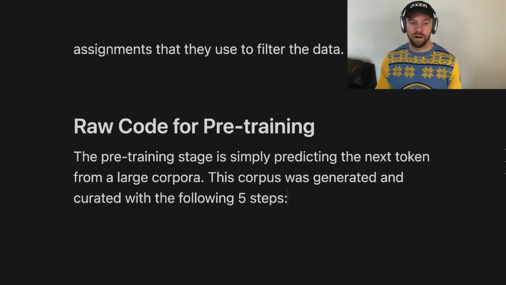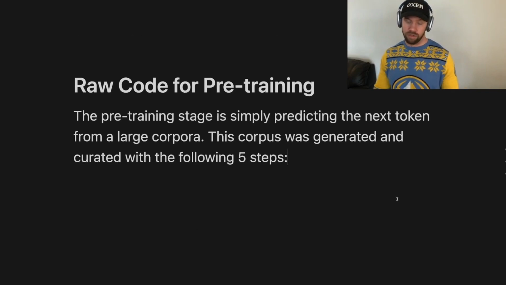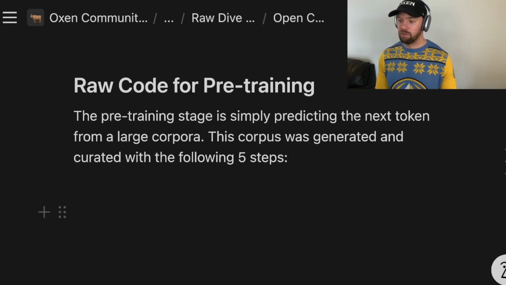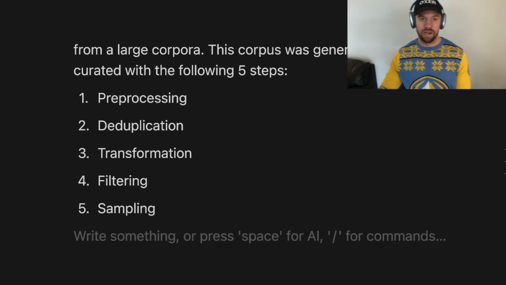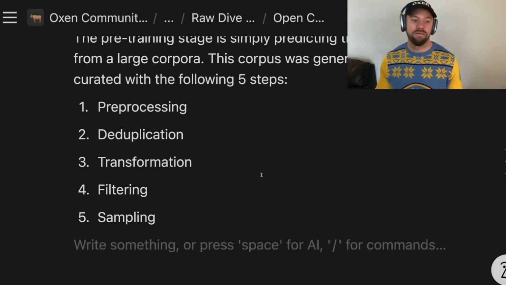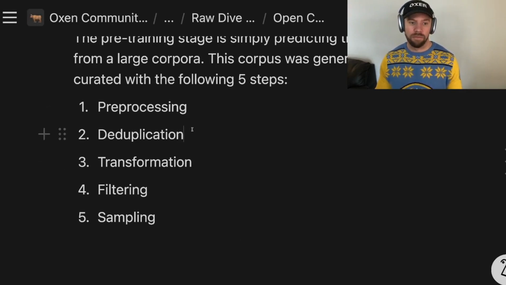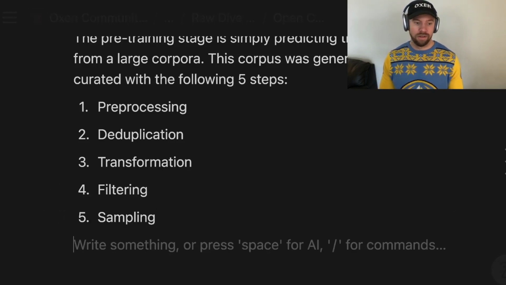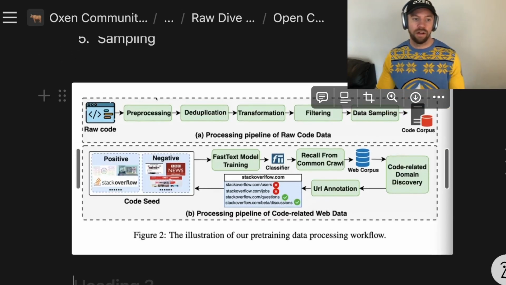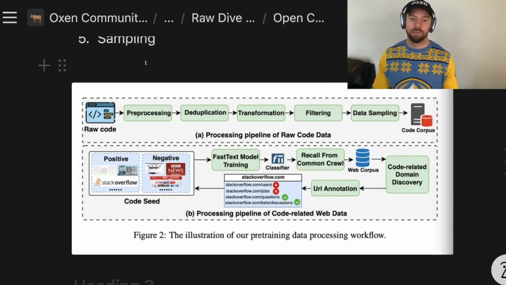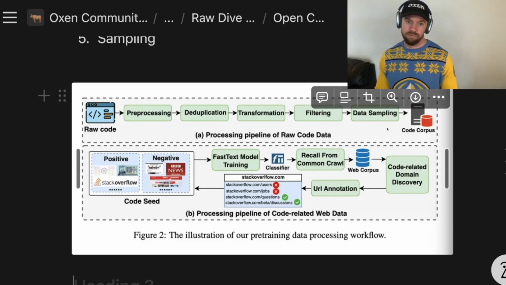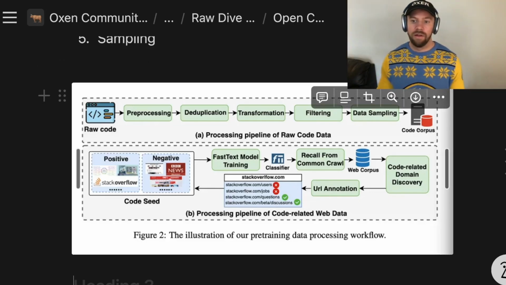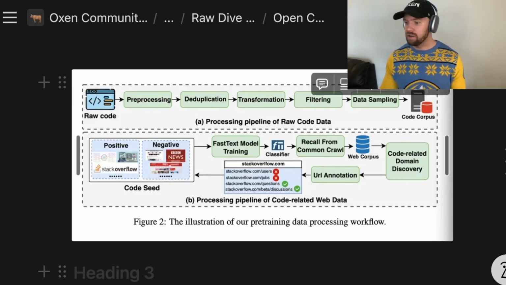So what are all the steps that they did for the pre-training data? We talked about deduplication, and they said there's these 5 steps for the pre-training, filtering, and cleaning. So there's a pre-processing step, deduplication, transformation, filtering, and sampling. And they have a nice little diagram of all of those things. So they'll be getting raw code repositories in, run it through all these transforms and cleaning, and then you'll get your final text corpus out.